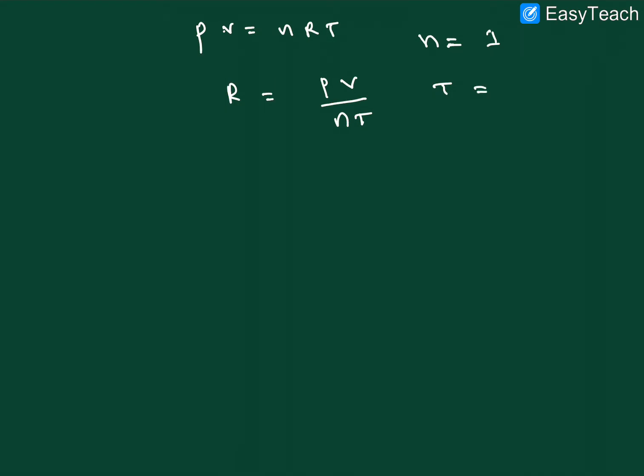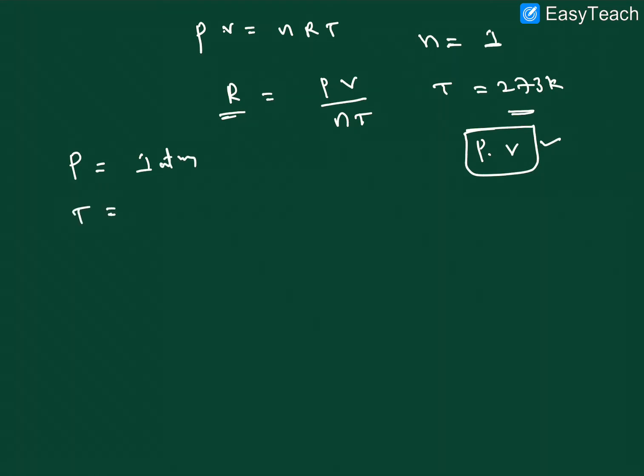Right, one more condition. The pressure we are taking here is 76 into 13.67 into 981 dyne per centimeter square. The volume we are taking here is 22,400 ml, right? Temperature, we know, is 273 Kelvin, and n is equal to 1 mole.